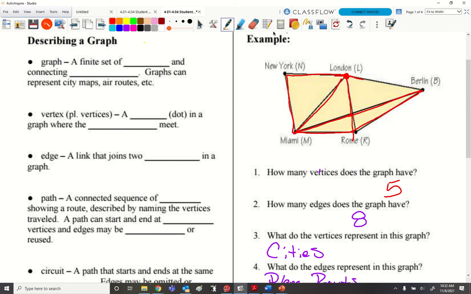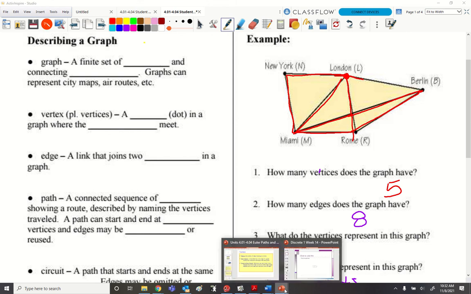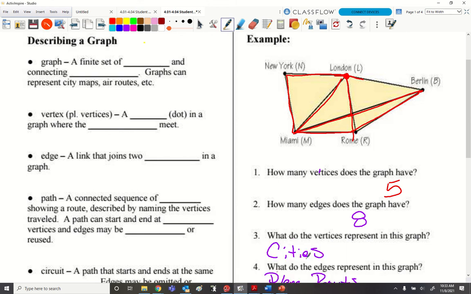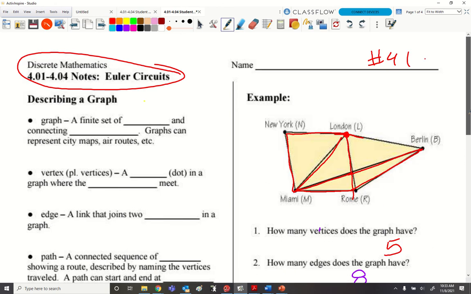Your homework for today is going to be the 4.1 homework, which is going to be on what page? Let's go back up to the top. This is 4.1, so your homework's on page 40. So please make sure you write page 40 on it.